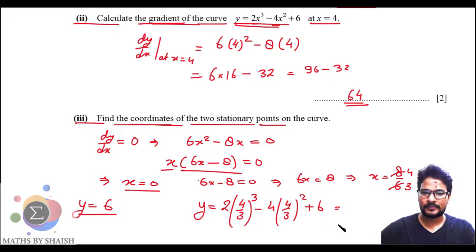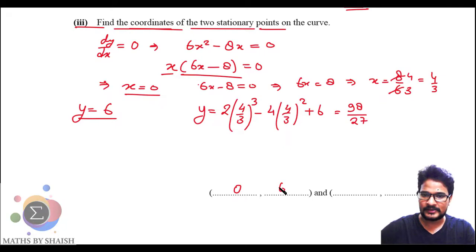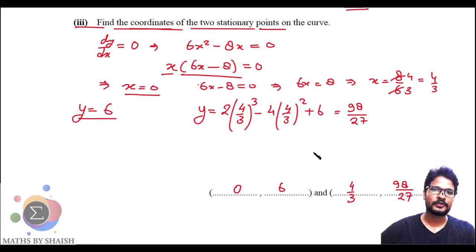Now we can simplify, or we can calculate it directly from the calculator. This value is 98 over 27. So we are going to have 2 points. One here, when x is 0, y is 6. When x is 4 over 3, y is 98 over 27. And these are the 2 stationary points on this curve.